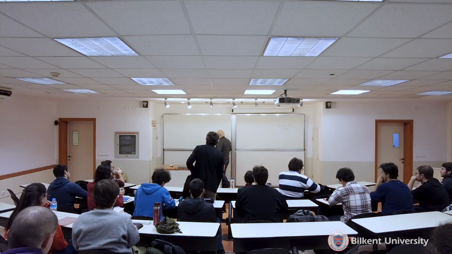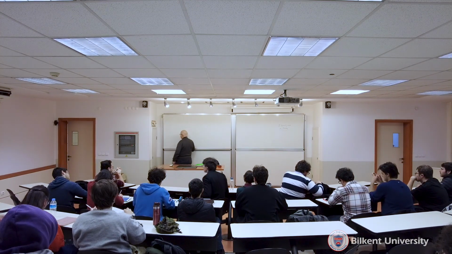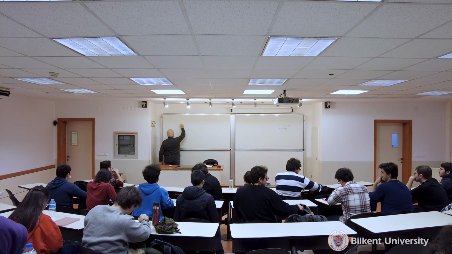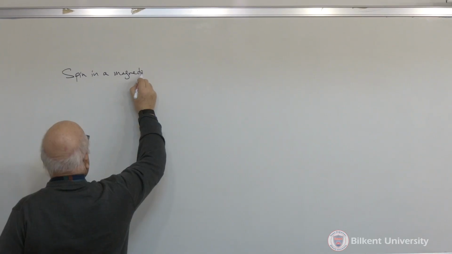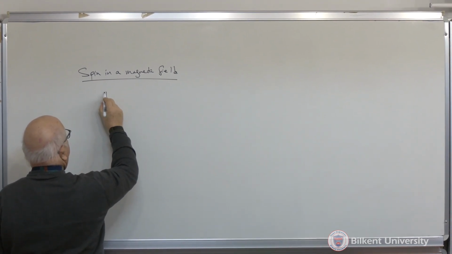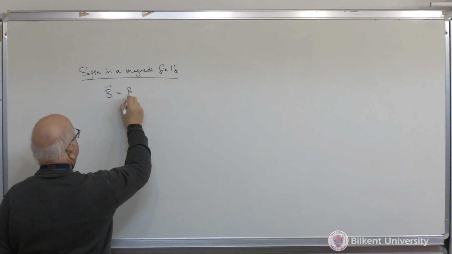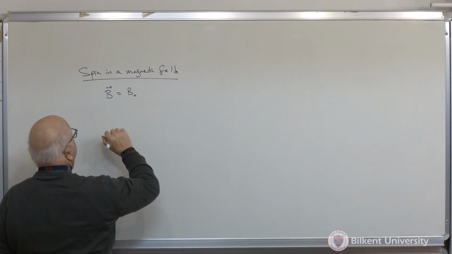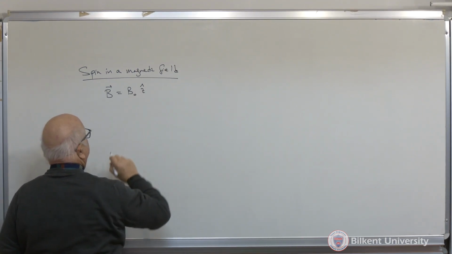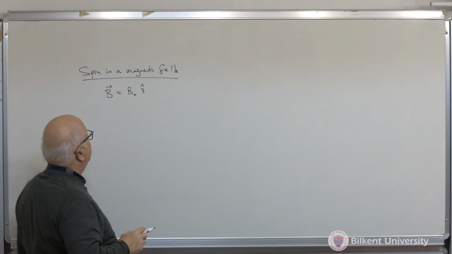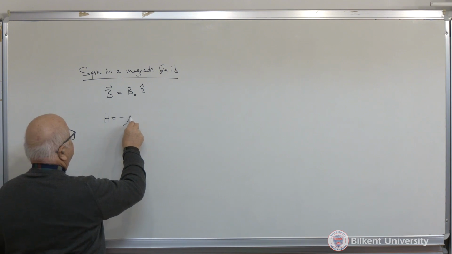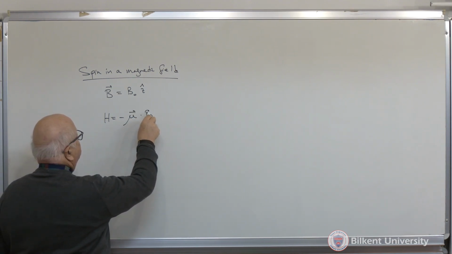Let me just remind you of where we were last time. We were looking at the spin in a magnetic field. And we just said that the magnetic field, suppose it's uniform, so B0 is some constant value, and the magnetic field is in the z direction. Okay, the Hamiltonian H is minus mu dot B.